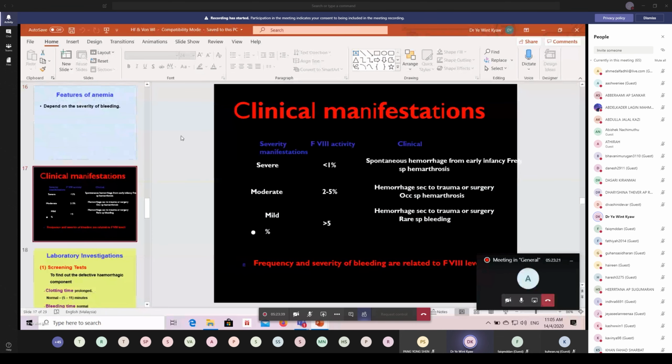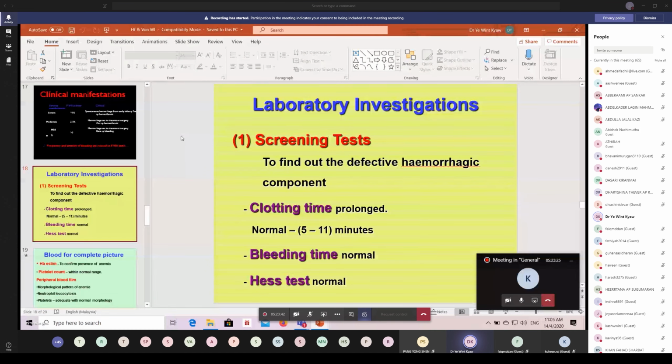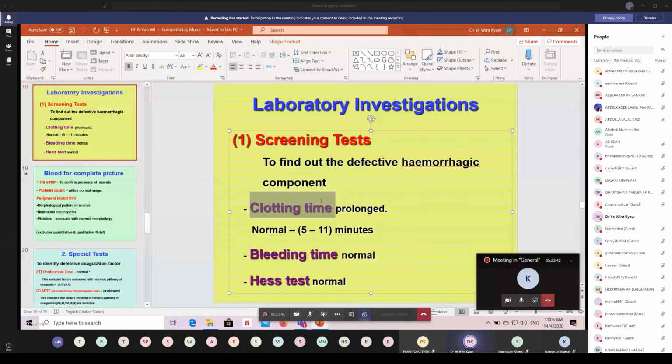Screening, PT, CT tests. Clotting time is prolonged because this is a clotting factor defect. Bleeding time is normal because this is not a platelet defect. Hess test is normal because Hess test is abnormal in platelet disorders only. For example, dengue thrombocytopenia. Dengue can cause thrombocytopenia, and this can cause a positive Hess test. You know the Hess test, right? In dengue, if you don't know, you can look up the procedure of the Hess test on YouTube. The Hess test is usually done in dengue patients. In dengue patients the Hess test is positive.